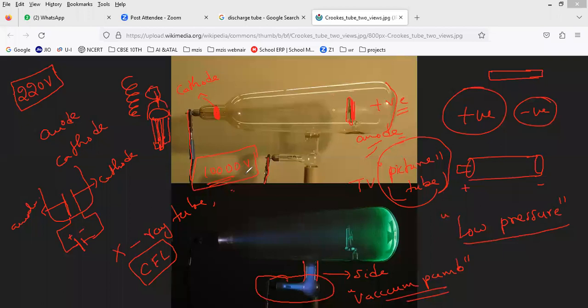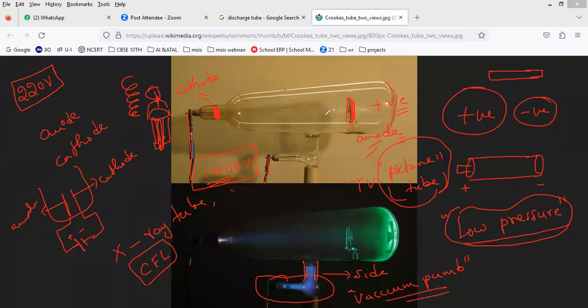So, when a high potential difference of around 10,000 volts was applied in a discharge tube by Mr. J.J. Thomson under very low pressure, or high pressure, guys? Under low pressure. Okay. Then high energy rays were produced which were negatively charged, and those are called cathode rays because they are coming from the cathode and they are made up of electrons.